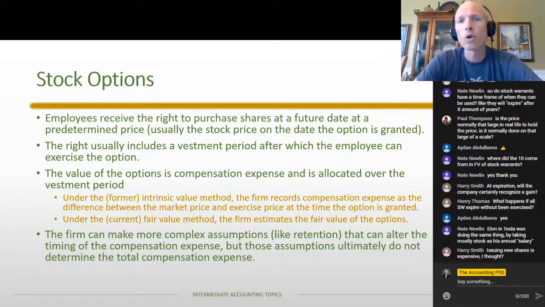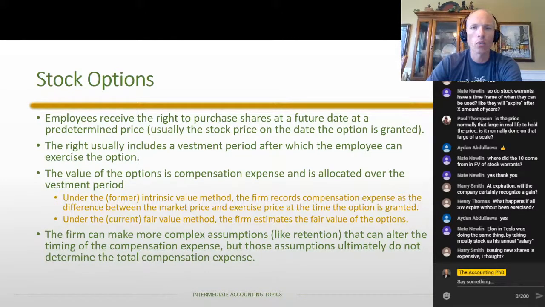There are also a lot more complex assumptions that the company can make, which might alter the compensation expense, the timing of it. All the assumptions don't really change the total amount of compensation expense. It just might affect when you record it. For this class, we're not going to introduce those complexities. In real life, though, you will have to deal with them.